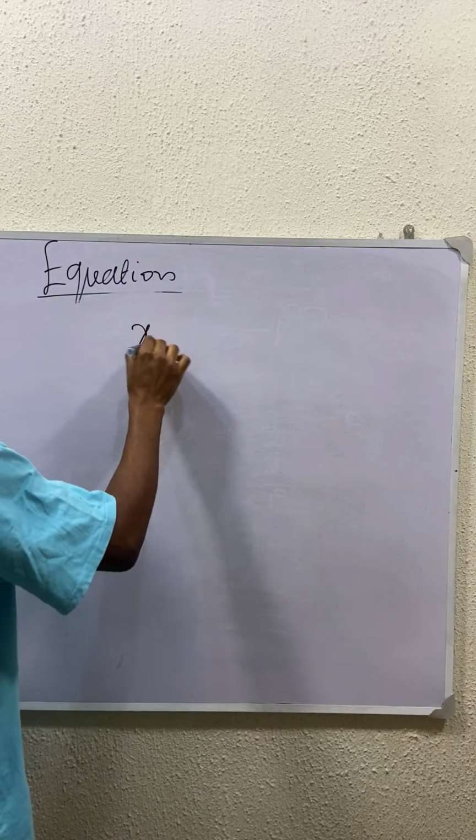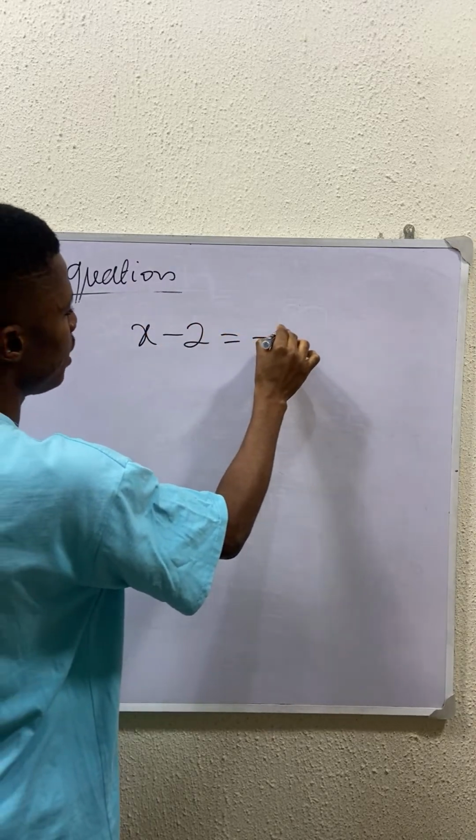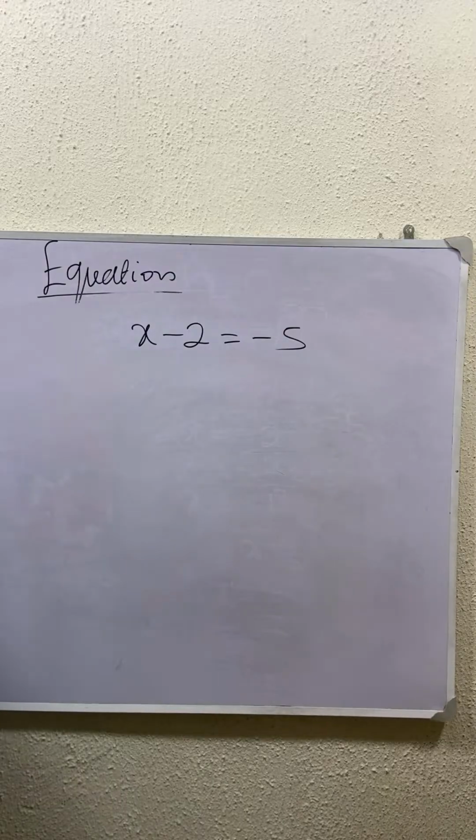We have x minus 2 is equals to minus 5. In a certain number, I took away 2, and the answer is what?